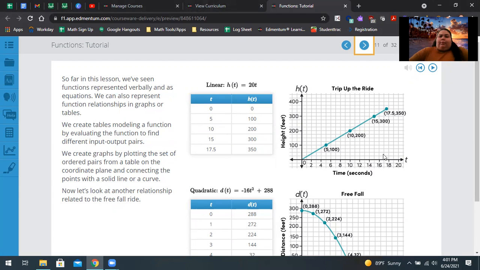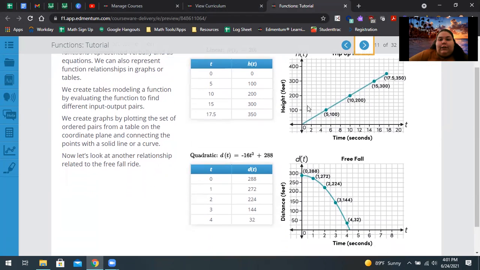And another thing, remember when I said that your independent variable cannot repeat. So you can't have like 2 comma 3 and then 2 comma 10. That's considered not a function because your independent variable is repeating. So when you're looking at a table specifically and they ask, by looking at the table, is it a function?